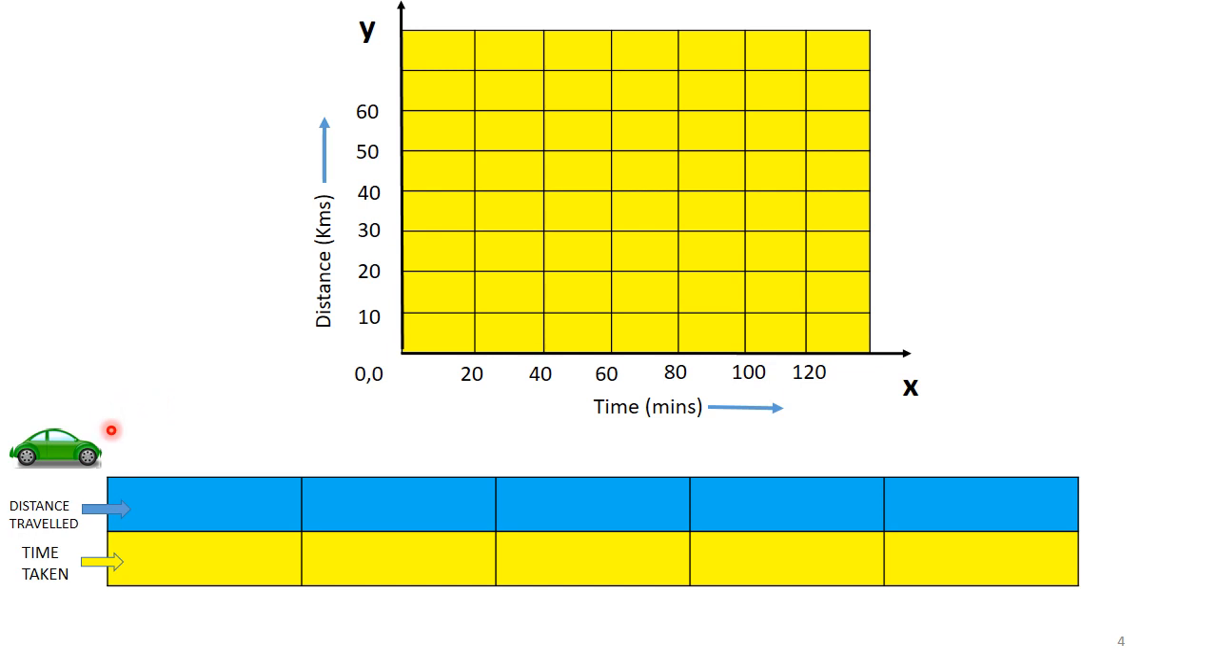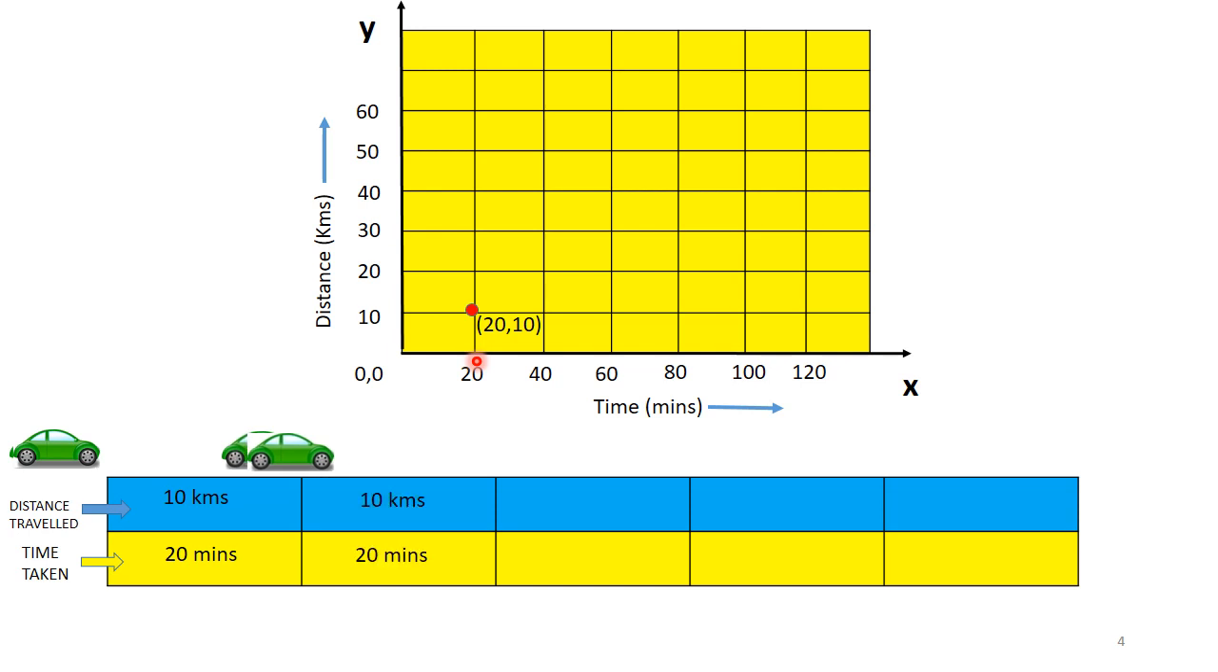So the car is traveling a distance of 10 kilometers in 20 minutes, and we are going to plot these points on the graph. So how much distance is covered? The distance covered is 10 kilometers and the time taken is 20 minutes. So we'll plot it on the distance time graph. This point shows that the car has traveled 10 kilometers and the time taken is 20 minutes.